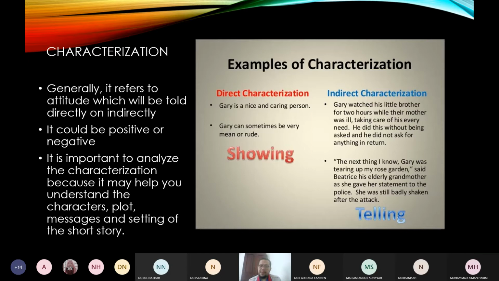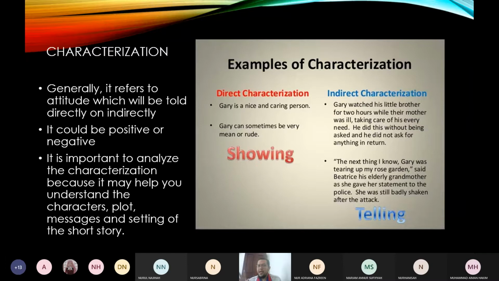Alright. Number 2, the next thing I know, Gary was tearing up my rose garden, said Beatrice, his elderly grandmother, as she gave her statement to the police. She was still badly shaken after the attack. So menunjukkan Gary ni seorang yang mean or rude. Benda yang sama tapi the way author present it, whether direct or indirect.